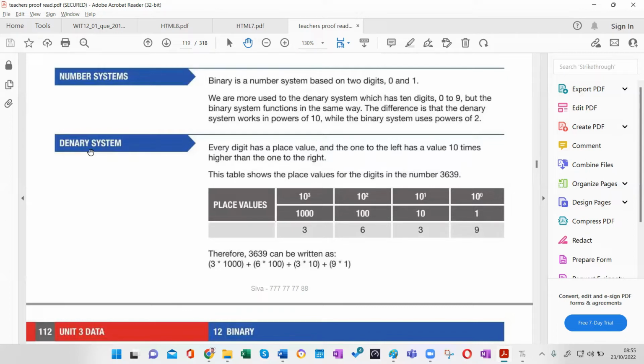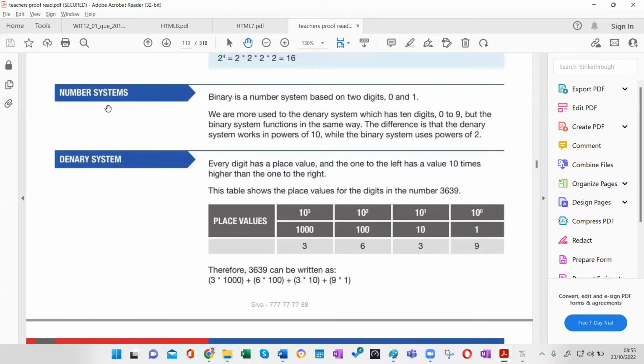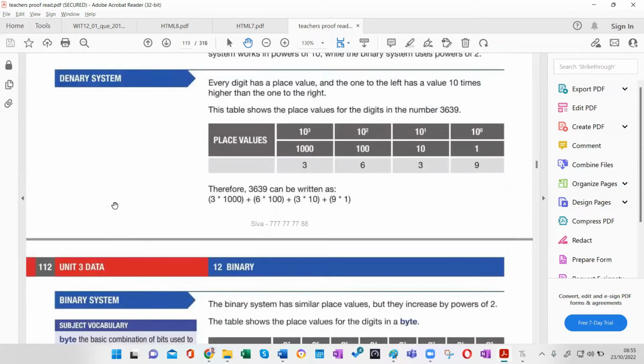So how many numbers do we have? We have only 10 numbers, that's 0 to 9. We can use those 10 numbers to create other numbers, an infinite amount of numbers. So the denary number system has only 10 numbers, that's 0 to 9. And binary has only 2 numbers, that's 0 to 1, right?